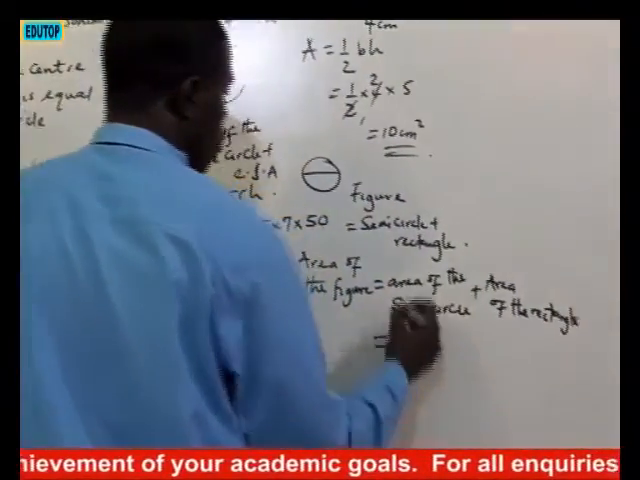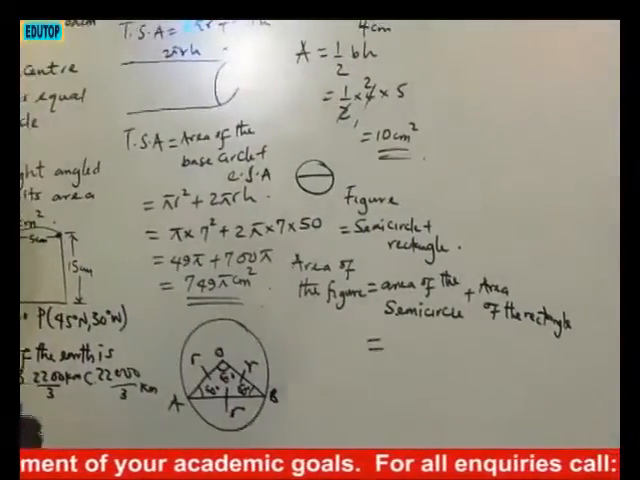So in that situation, what's the area of the semicircle? The area of the semicircle is half of a circle.